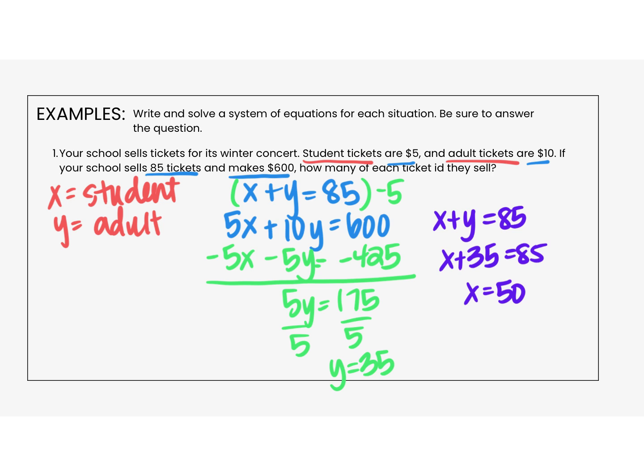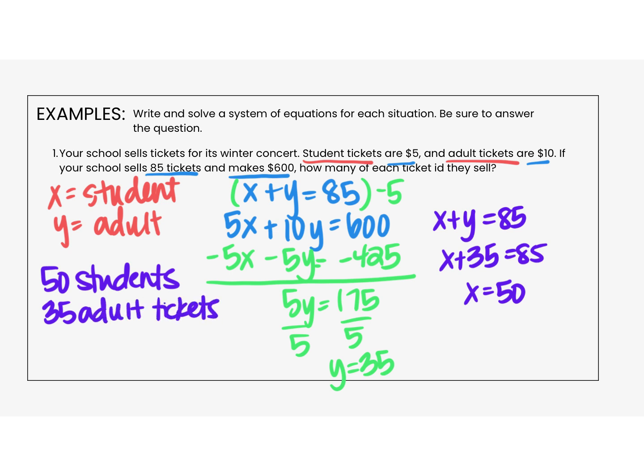But in this application, we're going to actually answer the question, which is how many of each ticket did they sell? So that would be 50 student tickets, because X represents student, and 35 adult tickets. And again, if you wanted to double check your work, you could plug those in to make sure they fit for both equations that we wrote.